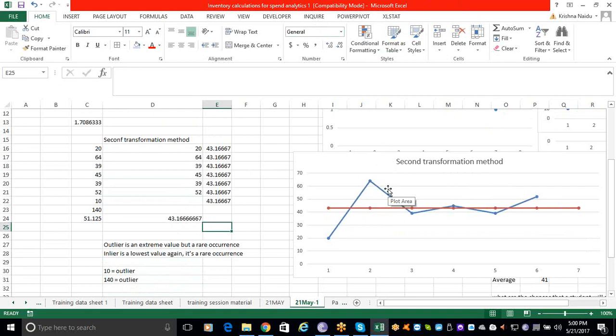We have removed the 10. We have removed the 140. Okay. So we are going to have a very good prediction now. 43. If I use 43, what is the impact on the overspending, and what is the impact on the, sorry, I will say revenue leakage and spend leakage. Let's see them.